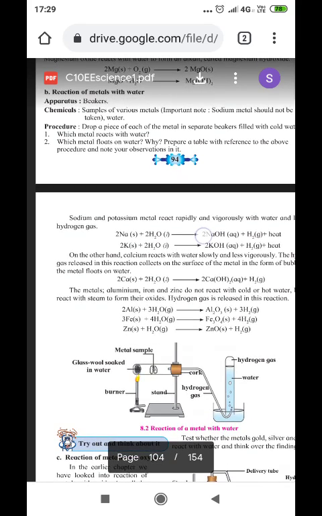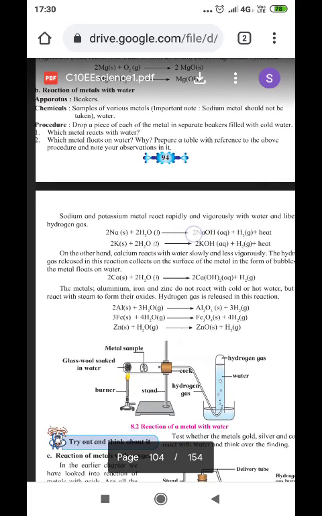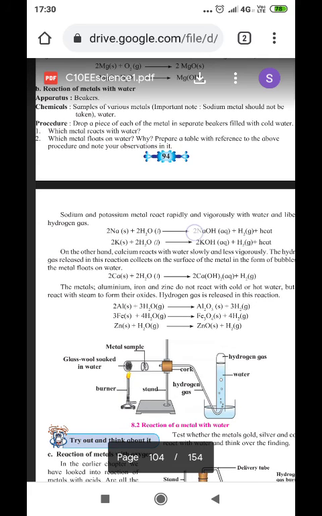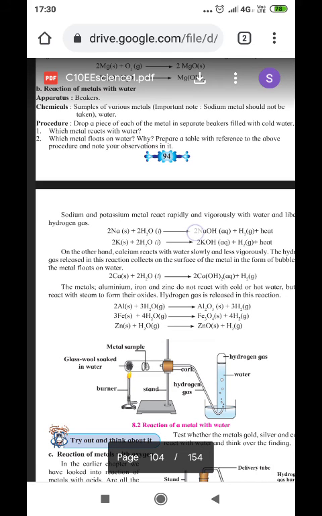Procedure: take a piece of each of the metals in separate beakers filled with cold water. Now, which metal reacts with water? Which metal floats on water? Why?